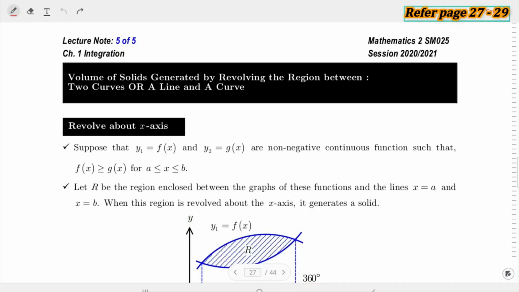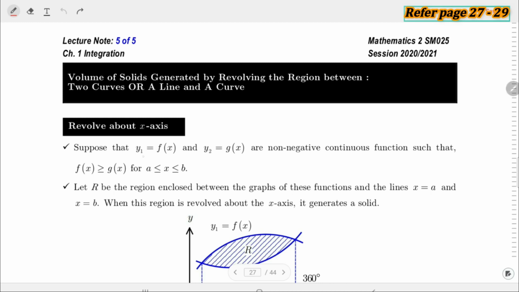Okay, next lesson. We are going to find the volume of solids generated by revolving the region between two curves, or a line and a curve. So simply I could say that to find the volume of a region between two functions, whether the two functions are curves, or maybe one is a line and the other one is a curve. Firstly, let's have a look at when the volume is revolving about the x-axis.